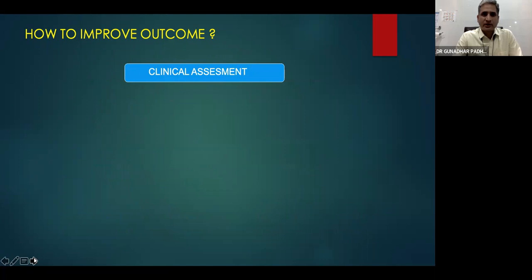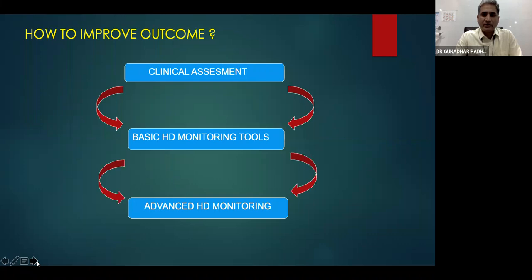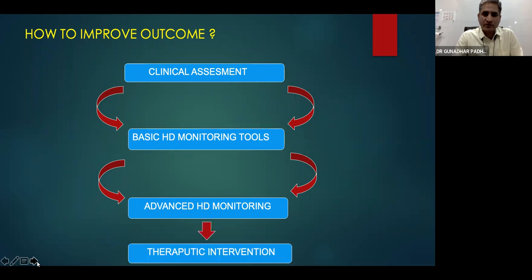That is where clinical assessment is the first tool. You have to assess the patient, followed by basic hemodynamic monitoring tools, to determine whether this patient needs hemodynamic monitoring or not, and then whether we really want to do any advanced hemodynamic monitoring for that patient or not. That we want to determine.